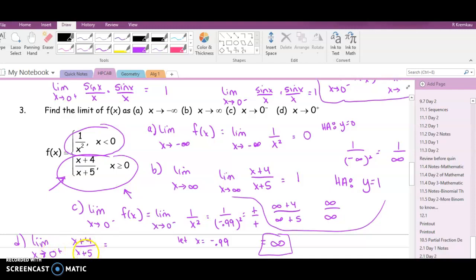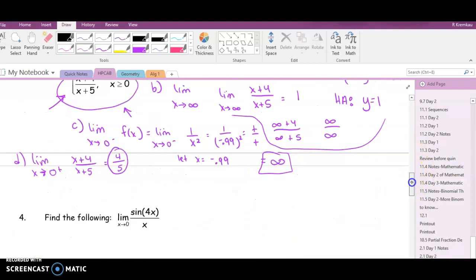Now, we're approaching 0. This time 0 is not a vertical asymptote like it was in this one. So it's not going to be approaching infinity or negative infinity. It's only when we're approaching a vertical asymptote that the limit will approach either infinity or negative infinity. This one, 0, you can just plug it in. If you plug it in, you're going to get 0 plus 4 on the top, 4, and 0 plus 5 on the bottom. So it's going to approach 4/5. And that's it. So that's kind of how that one works.